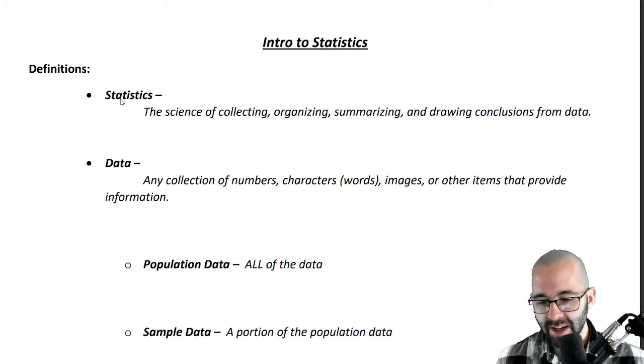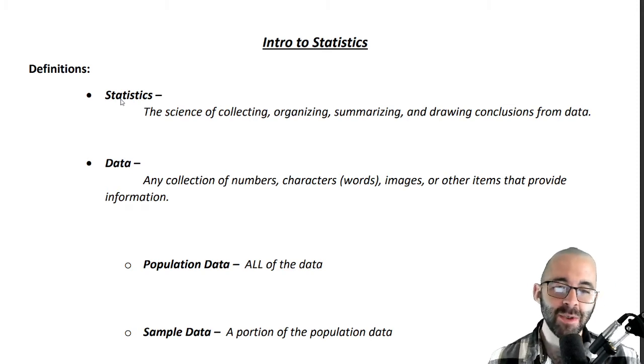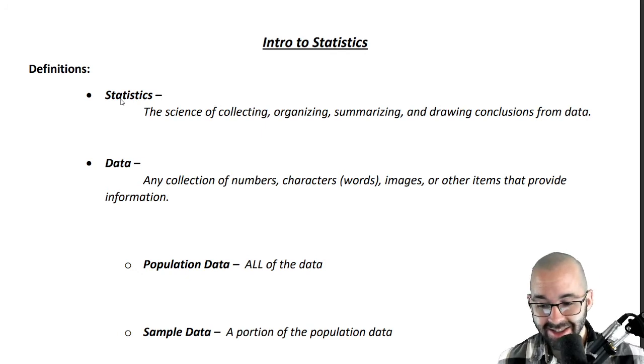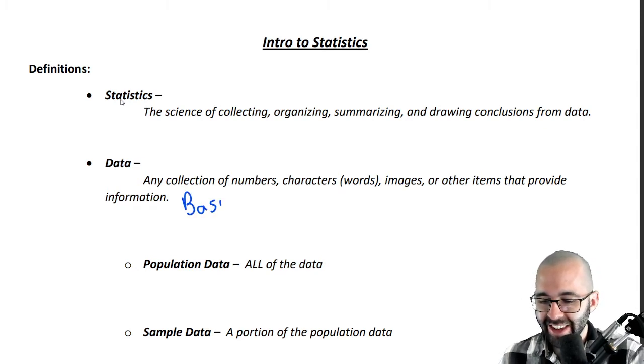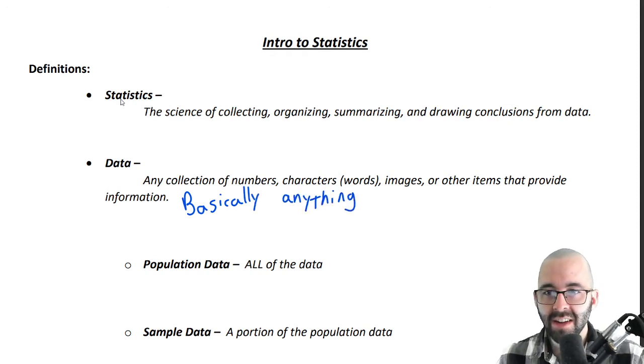Okay, so also, warning now, I'm going to be switching between data and data a lot. I'll try to be consistent though. Data is any collection of numbers, which is the most common one that we think about, but it's not just numbers. It can also be characters, like words, it could be images, it could be basically anything. Data can be basically anything. That's my math professor's fancy definition right here.